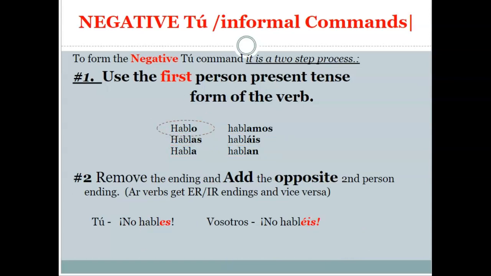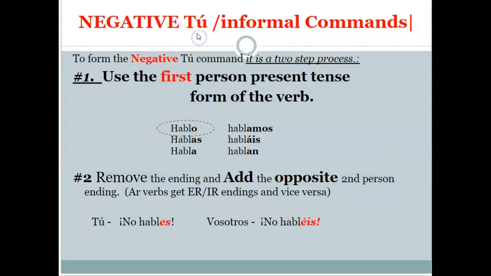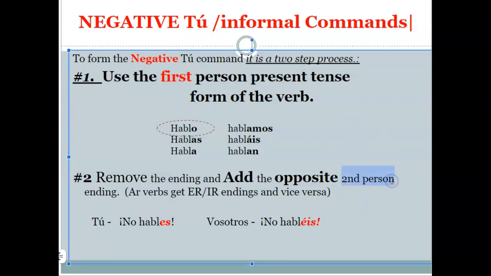Go to the next slide. Hablo, drop the o, and add the opposite. It's an AR verb, so it's going to get an ER-IR ending. But it's going to be the opposite tú ending because that's who we're giving the command to, right? This is an informal tú command. So, no hables, don't speak. No me hables, like don't even talk to me. No me hables. And then for vosotros, no habléis.